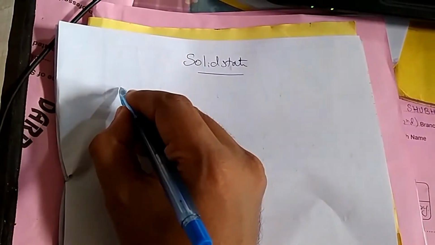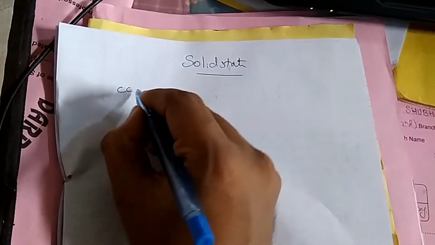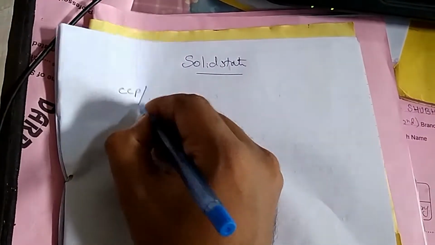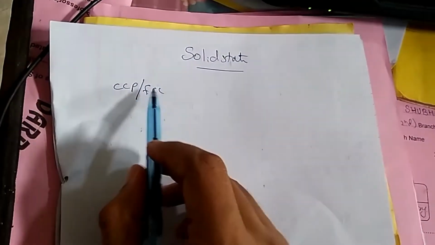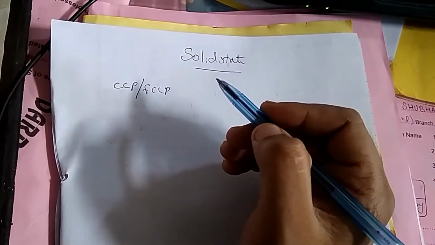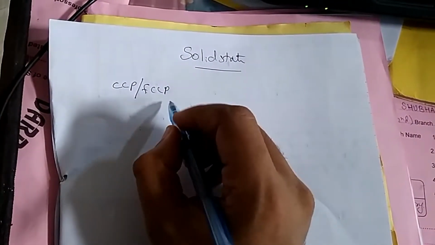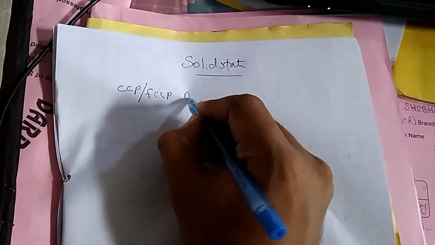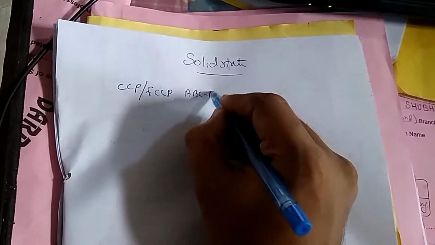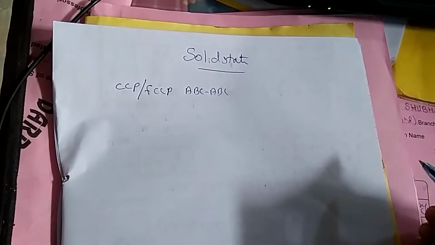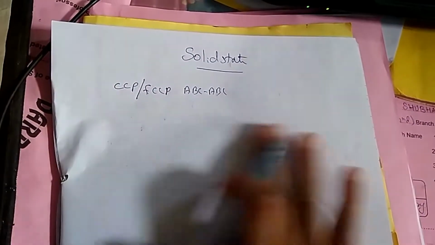So packing, how is it? Generally we have to remember CCP packing. It has an alternative name, FCC. CCP means cubic close packing or face-centered cubic close packing. In the case of CCP or FCC, the packing arrangement is ABC. So 3 different layers will be there: A layer, then B layer, then C layer.